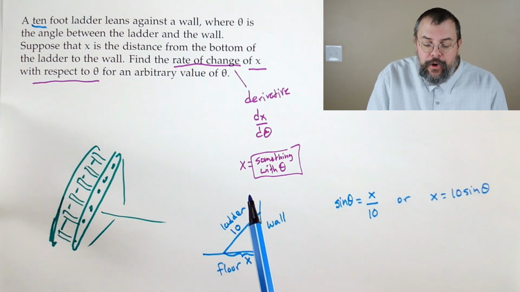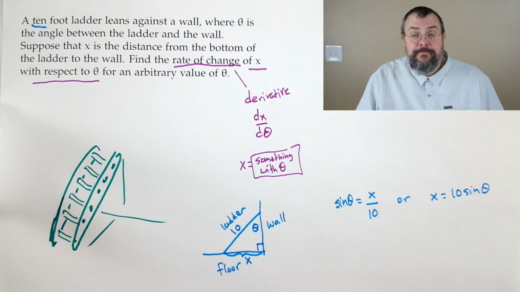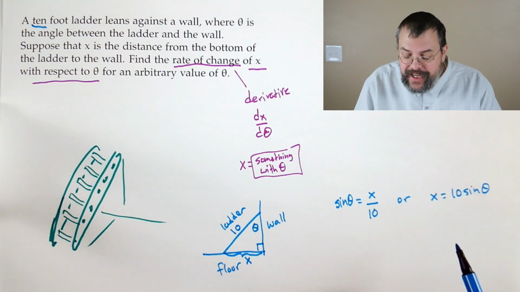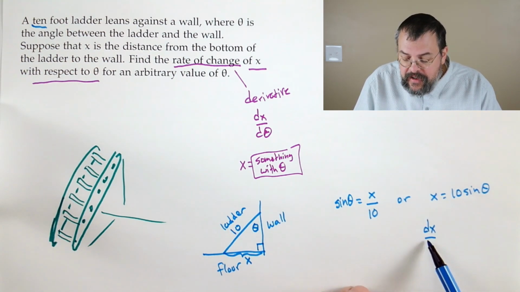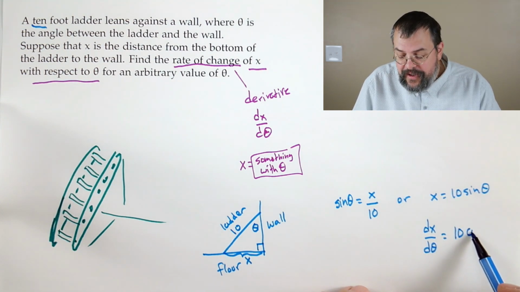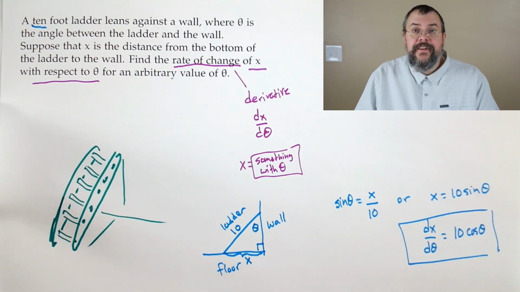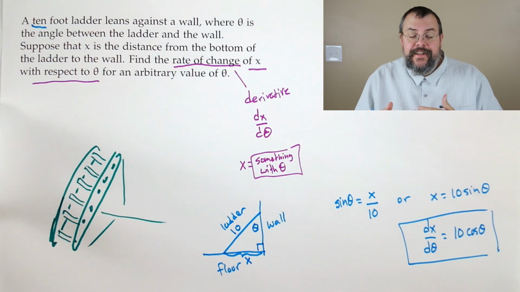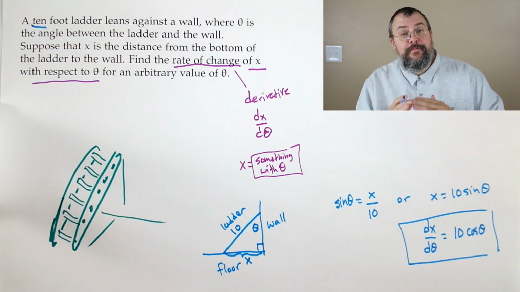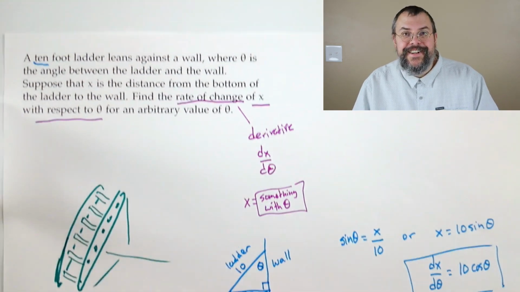Now we're in good shape. We have our X equals something with theta. We know we're after dx d theta, so we take our derivative. Taking our derivative, dx d theta would be 10 times the derivative of sine theta, which is cosine theta. And that's our answer. So as we vary theta, this is how the x will change. And of course, it depends on your theta. Depending upon theta, it might change a little bit, it might change a lot, relatively speaking. So, okay, good. Progress.